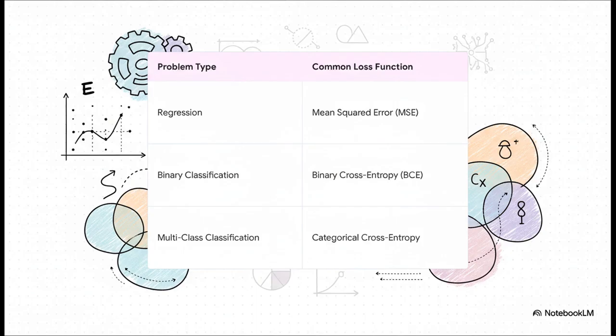Okay, so this is the playbook, right? This is what every practitioner learns day one. Regression gets MSE. Binary classification gets binary cross-entropy. Multiclass gets its own flavor, categorical cross-entropy. It feels like a set of rules. But have you ever stopped to ask why? Why these specific pairings? Why not something totally different?